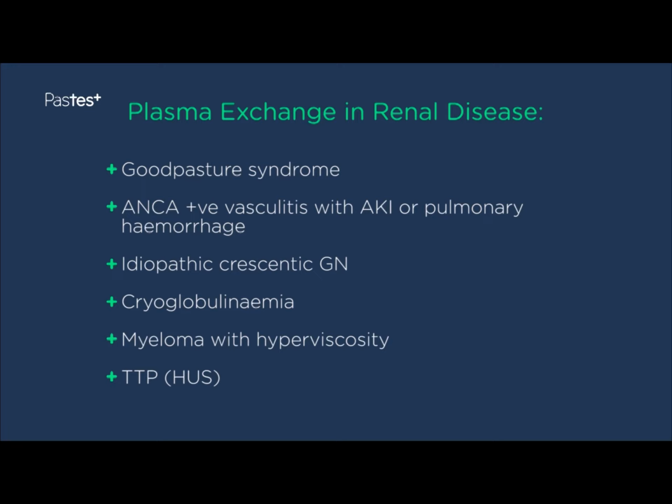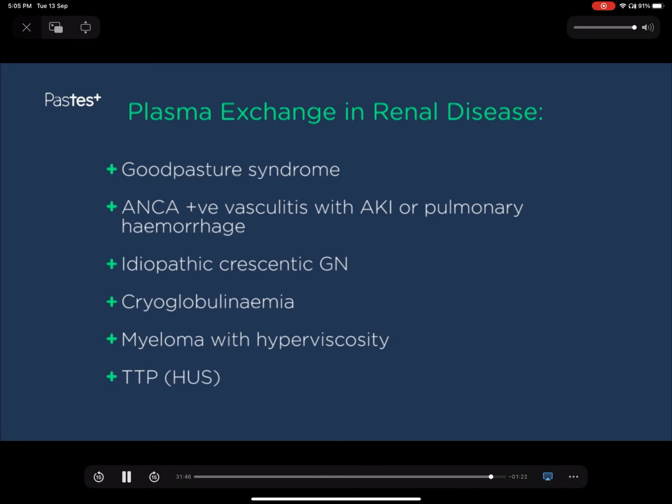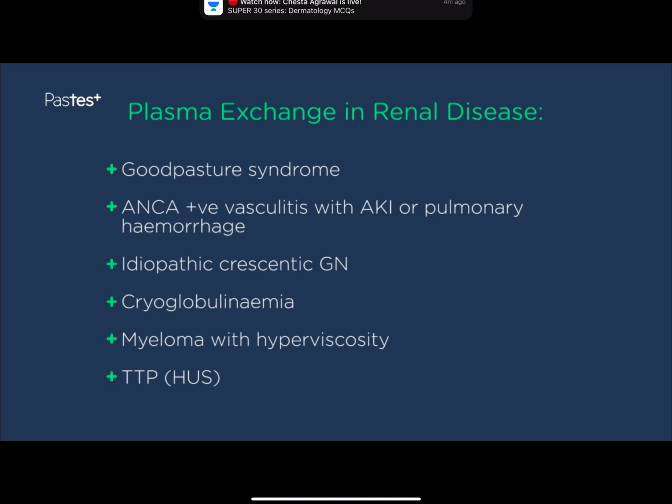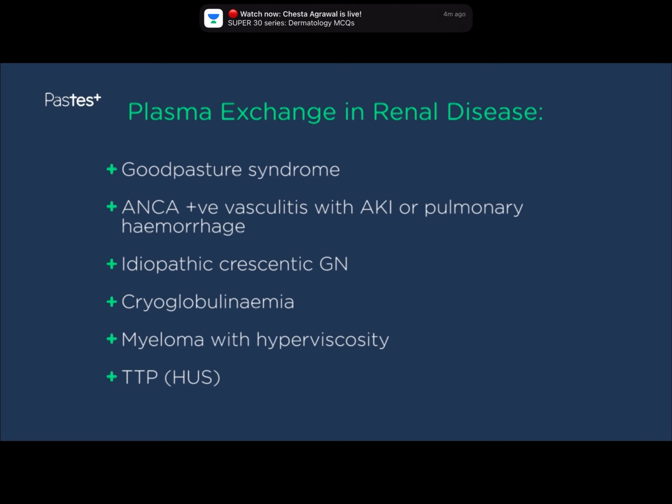So when we consider the value of plasma exchange in renal disease, we recognise that all cases of Goodpasture syndrome would receive plasma exchange to remove the autoantibody. Those cases of ANCA-positive vasculitis who present with pulmonary hemorrhage or with acute kidney injury. Some cases of idiopathic crescentic glomerulonephritis who have progressive acute kidney injury will also be benefited by use of plasma exchange. Cryoglobulinemia, as I've already mentioned.